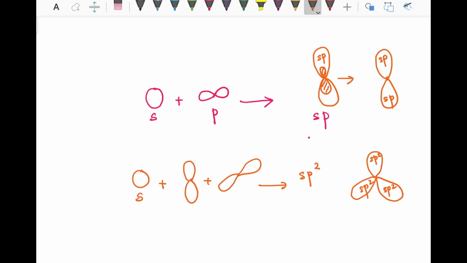So I think for this general statement, we will stop here, and in the next video I will show you examples of sp, sp2, sp3 and so on.